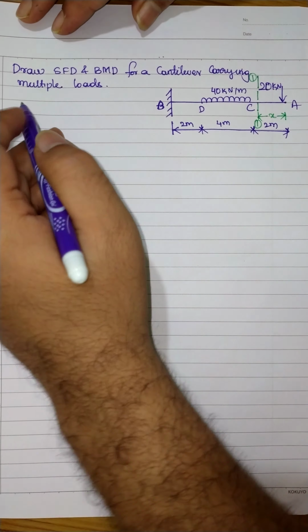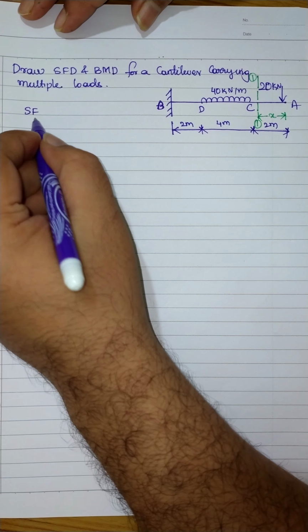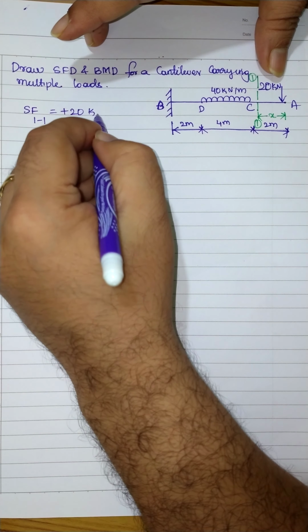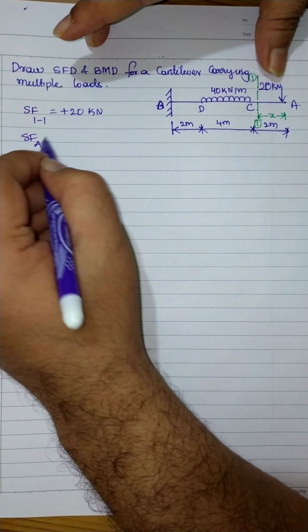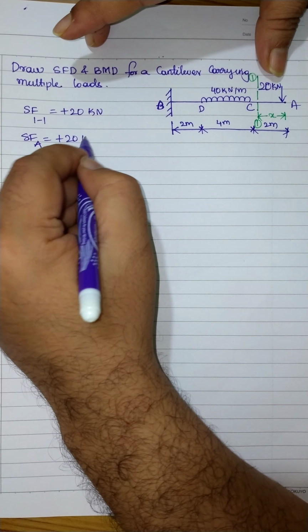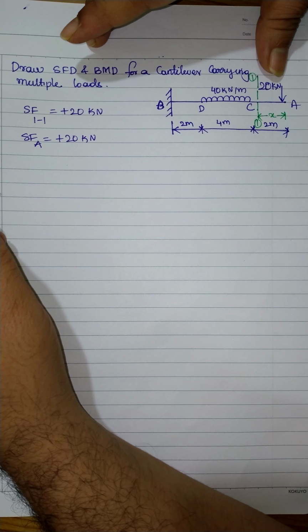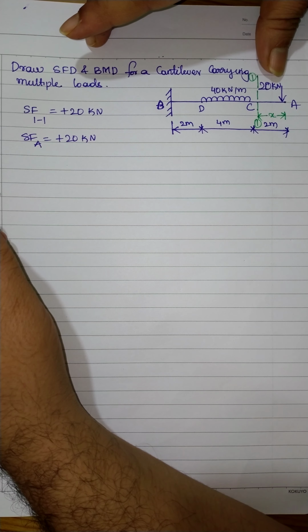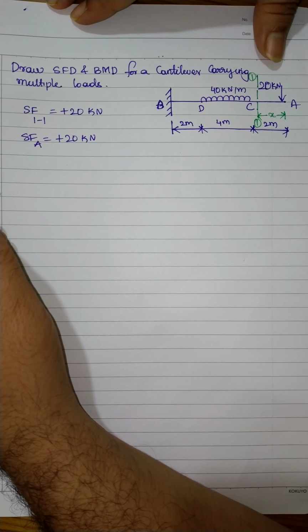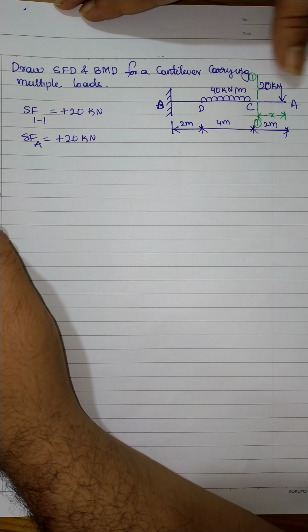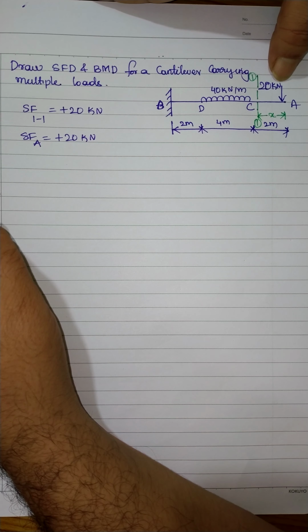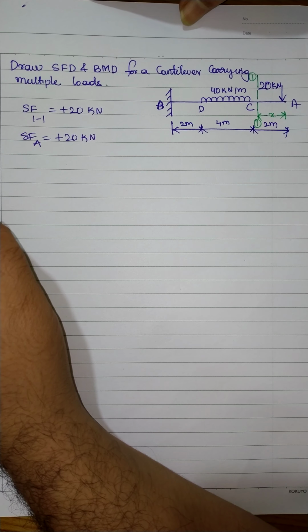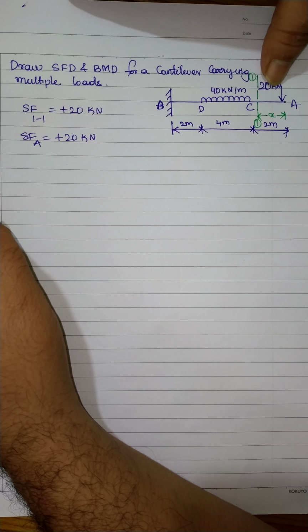Now let us calculate shear force at any section 1 and 1, which will be equal to plus 20 kilonewton. That means shear force at point A will be equal to plus 20 kilonewton. According to the definition, shear force is the algebraic sum of all the unbalanced vertical forces acting towards the right or left side of the section. I am considering the right side of the section here. Towards the right side we have only 20 kilonewton which is acting downwards. Right side downward should be taken as positive as per the sign convention. So I am taking this one as positive.